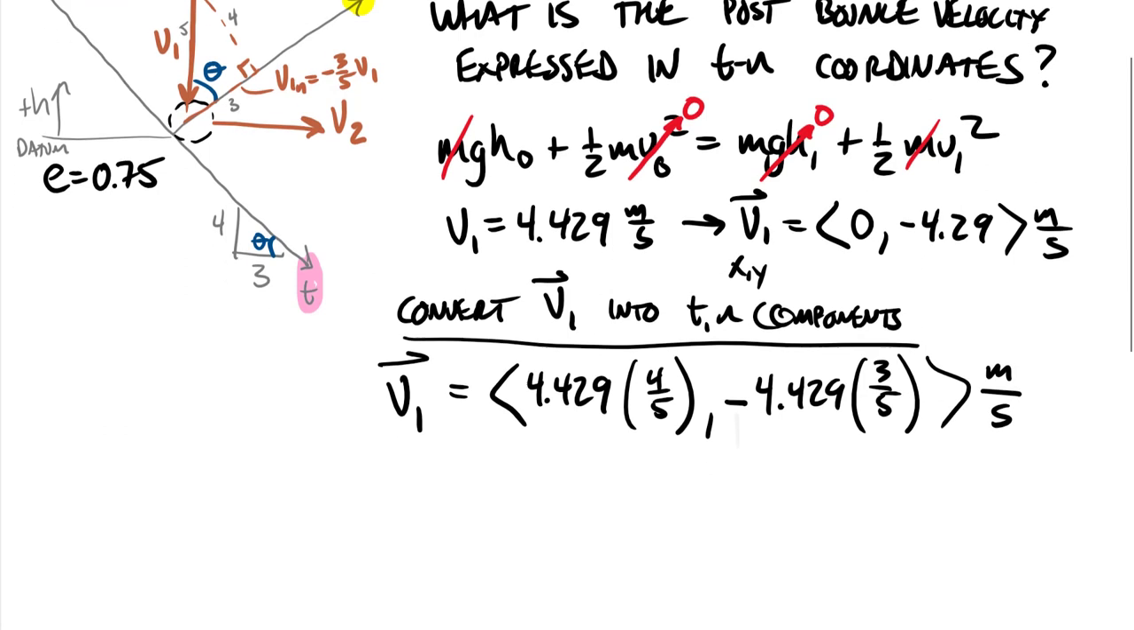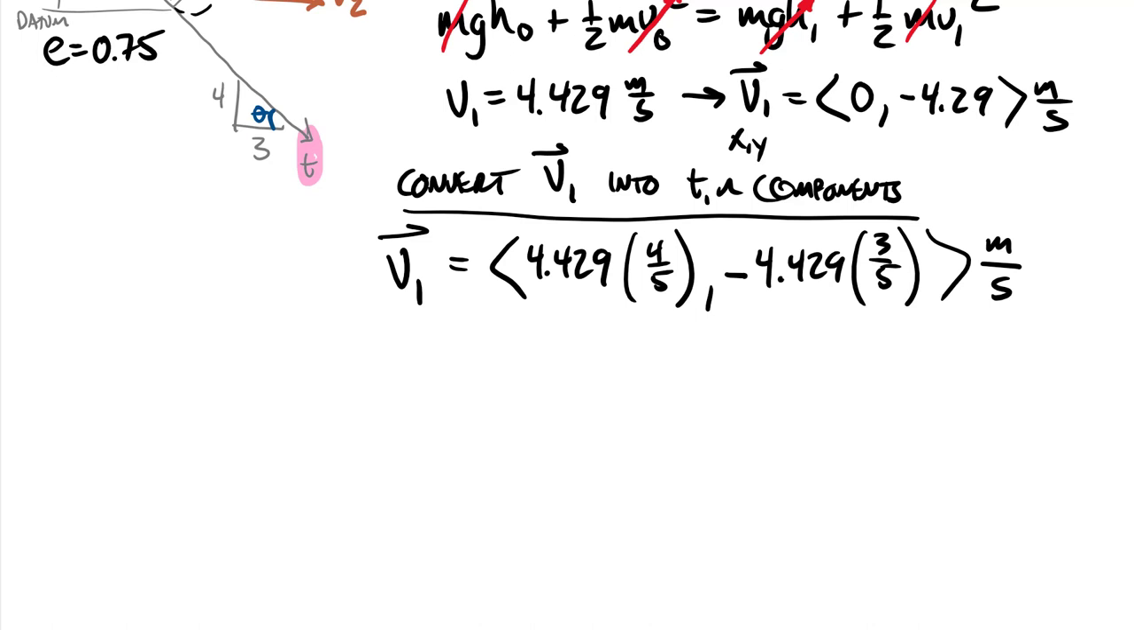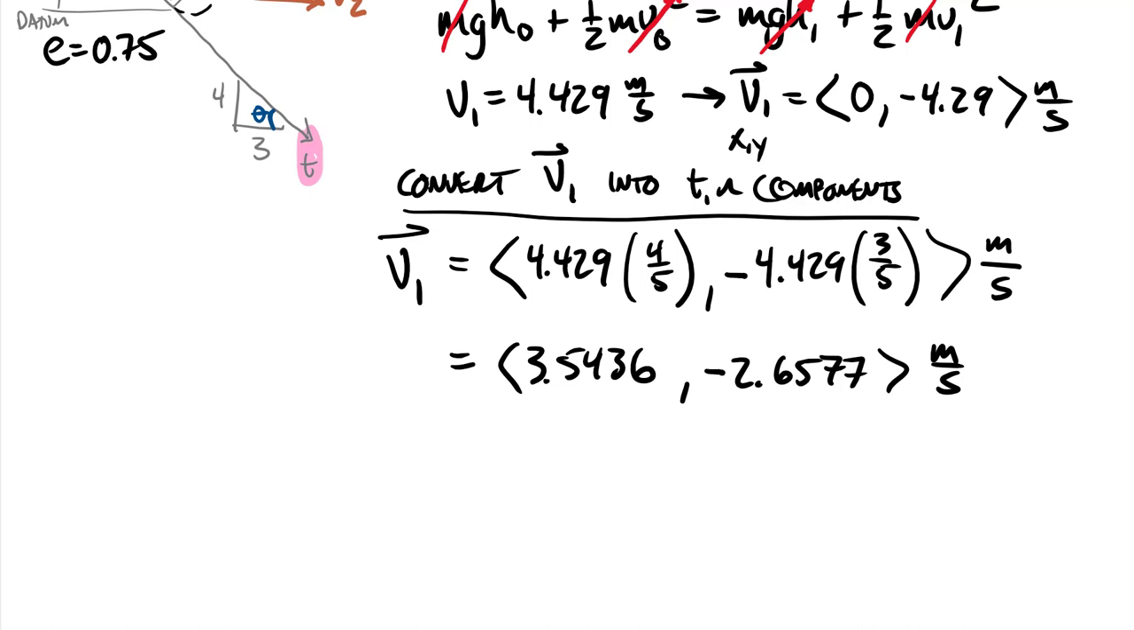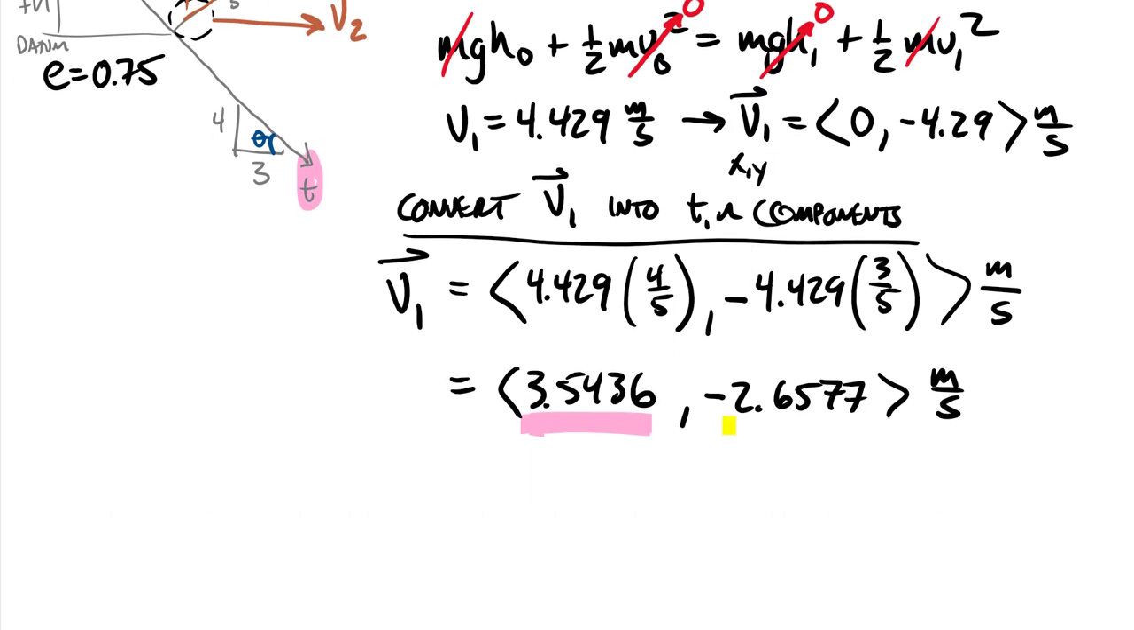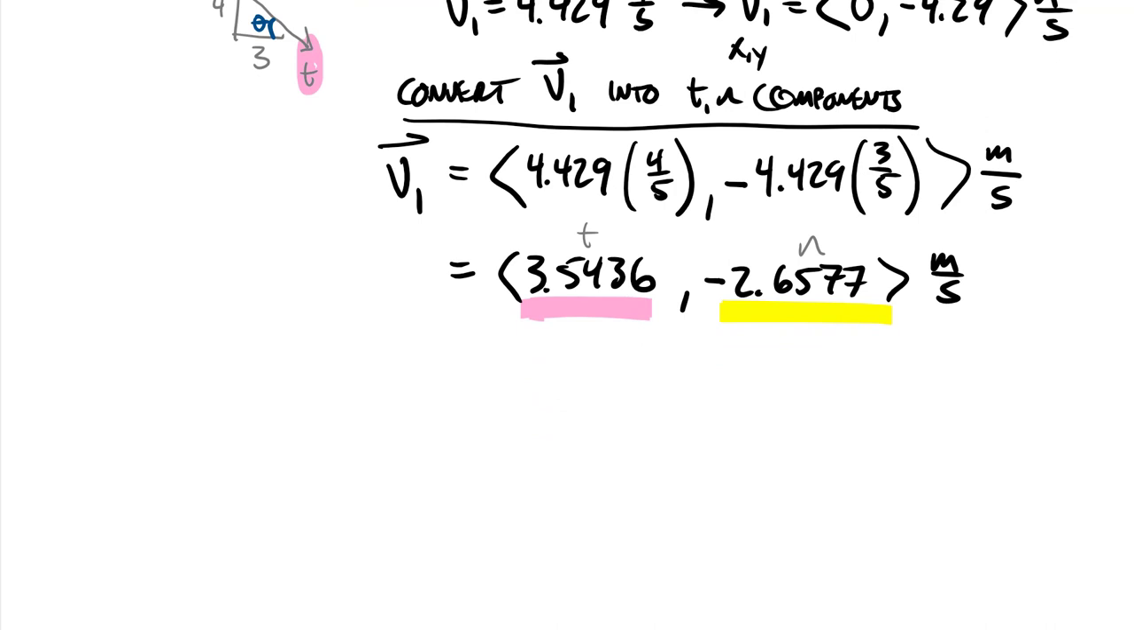So we are getting close, because now we have V1 expressed in T and N components. Numerically, these are equal to 3.5436 and a negative 2.6577. All right, keep in mind that we talked about that the T component is going to be maintained. So this is basically the velocity that's parallel to the surface that will not change. The only one that will change is this one in the N direction. So just highlighting here, this is the T component, this is the N component. And so as to this N1, we're going to apply the coefficient of restitution. Basically, it'll be reduced by the coefficient of restitution and flipped directions.